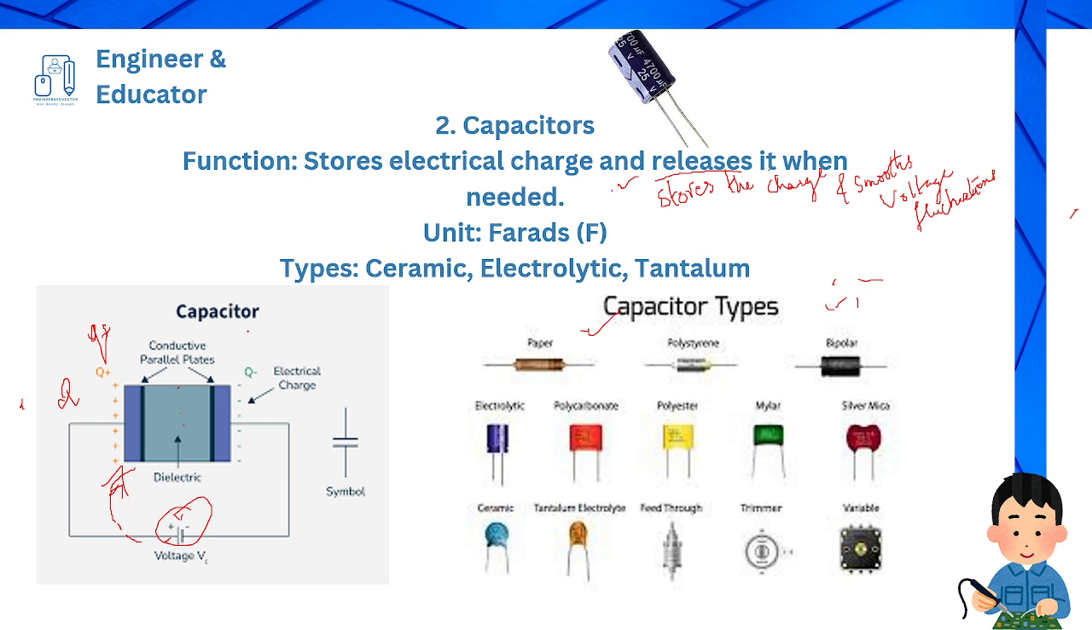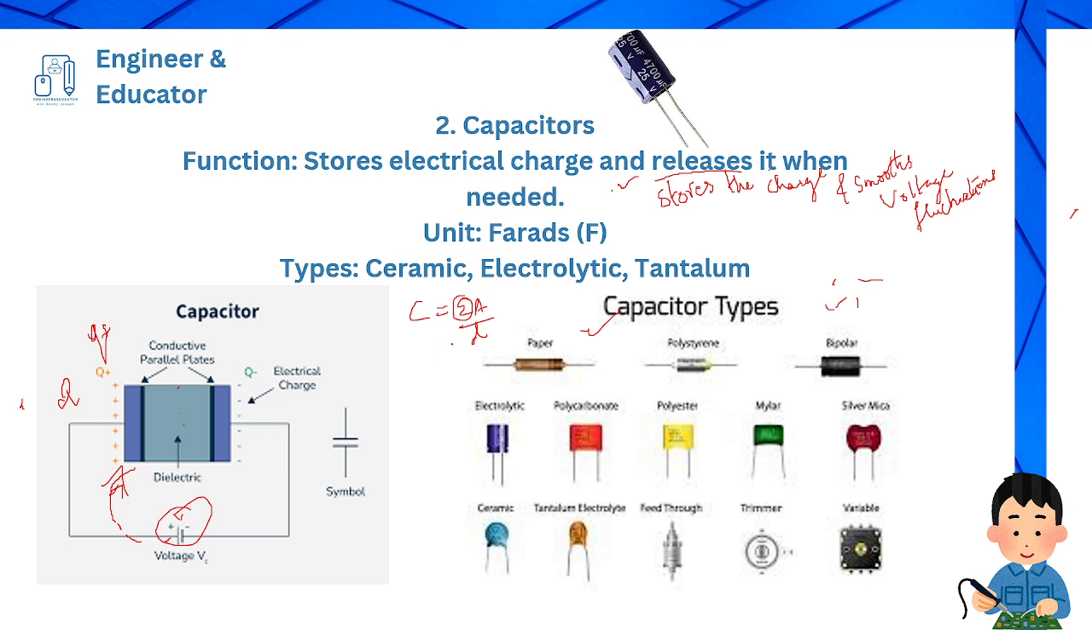And the value of capacitance is given by an equation. C is equal to epsilon A by D, where epsilon is the permittivity of the dielectric. So this is the equation: C is equal to epsilon A by D. A is the area of the plates and D is the distance between the plates.